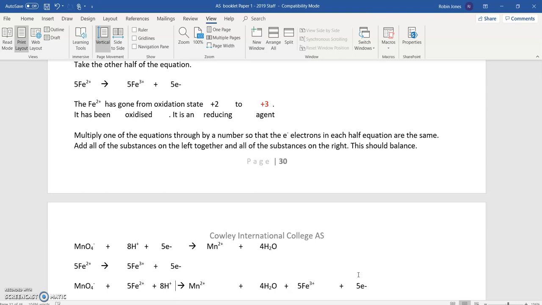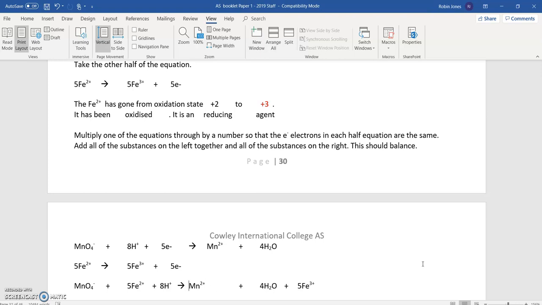And that's why I multiplied through the second half equation by 5, so that I'd have an equal amount of electrons on each side, so that I can now delete them from each side, and I've now got an overall equation. Let's just check it balances.